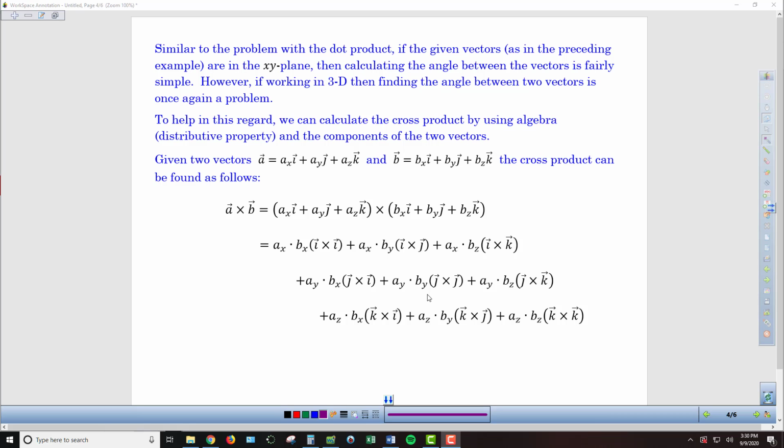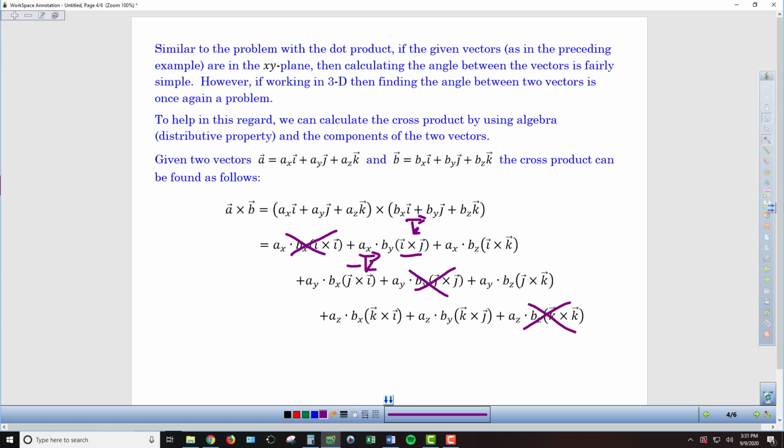And so if we come back to the screen previously, we can now eliminate these three terms. i cross i, we established as 0. j cross j, we established as 0. k cross k, we established as 0. i cross j right here, we know is positive k. This one here, negative j cross i is negative k, and so on and so on.